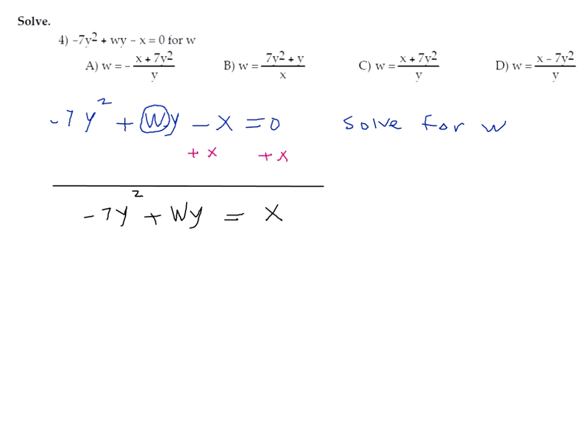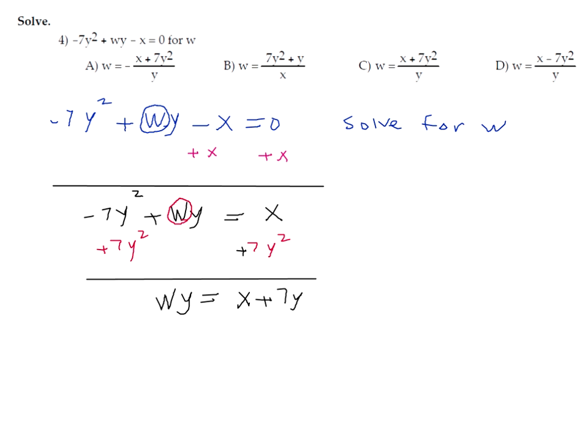What would be next step, anyone? Remember, we're solving for w. So what do we need to eliminate next? Yeah, would be 7y squared. So if I add 7y squared to both sides of the equation, then I would get that. So I would get wy is equal to x plus, in this case, plus 7y squared.